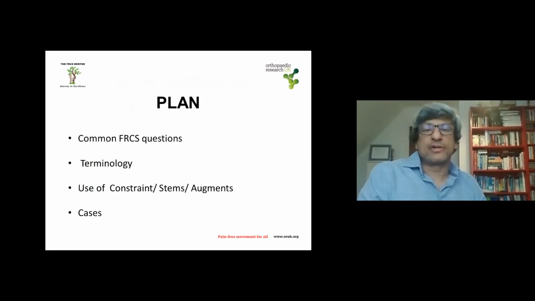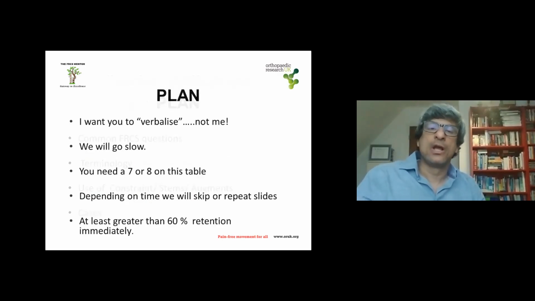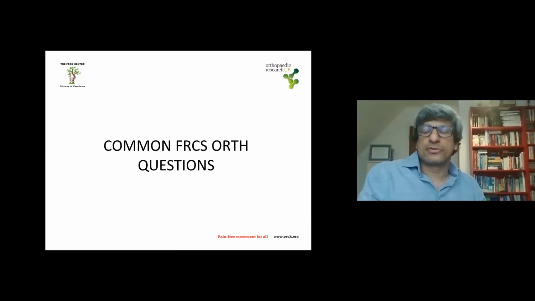The plan of my talk is, let's do it in the manner of the common FRCS questions we will have, some use of terminology, and then talk a bit about constraint, stems, and augments, and just using the words correctly. This talk is important, not for me, but because these are phrases which you all must verbalize to help you get a 7 or 8 on the table. It doesn't matter if we go a little slow, I'll repeat myself a few times.